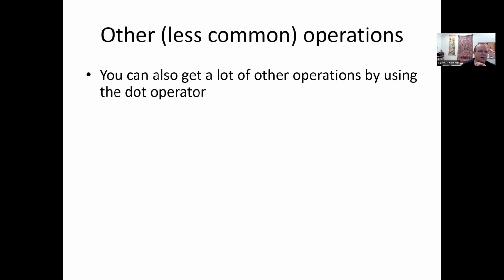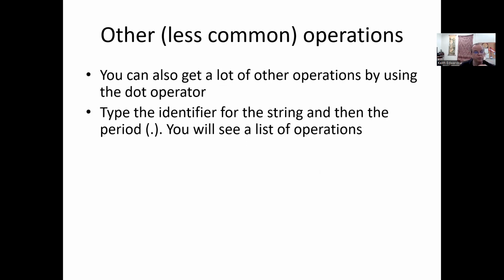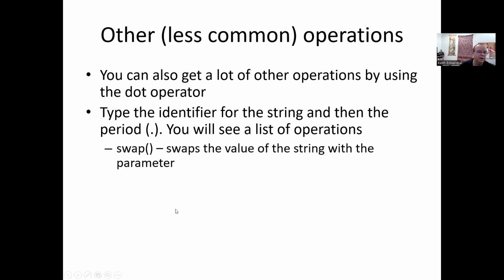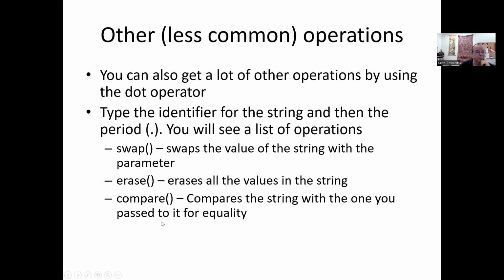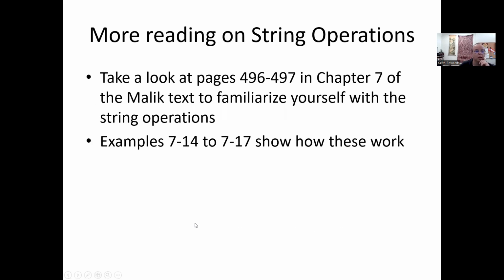So some other less common operations, although I think some of these are common in Kattis-type problems. You can get a lot of these operations by using the dot operator. So you give the name of the string and you put in the period, and it'll come up with a list of really cool things that you can do. Swap swaps the value of the string with the parameter that you pass it. Erase, which is very, very useful in Kattis-type problems or competitive programming problems, erases all the values in the string. Compare compares the string with the one you passed to it for equality. And empty checks to see if the string is empty. And there's a whole lot more.